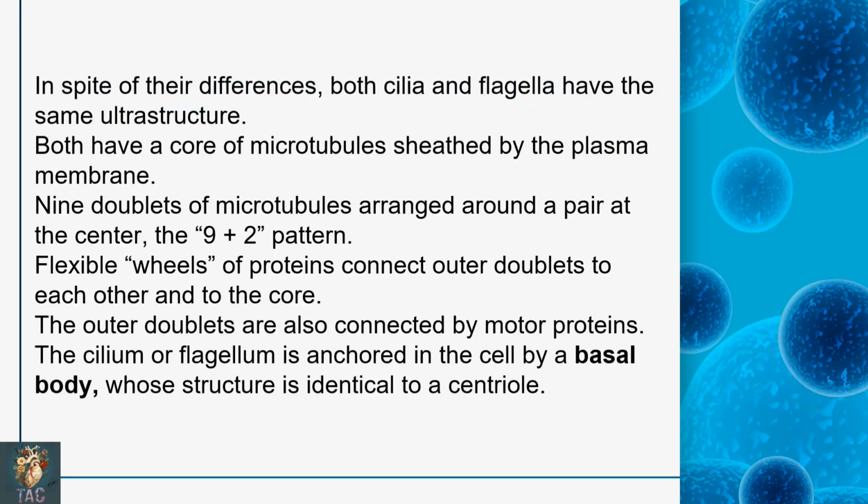In spite of their differences, both cilia and flagella have the same ultrastructure. Both have a core of microtubules sheathed by plasma membrane. 9 doublets of microtubules are arranged around a pair at the center, the 9+2 pattern. The flexible links of protein connect outer doublets to each other and to the core. The outer doublets are also connected by motor proteins. The cilium or the flagellum is anchored in the cell by the basal body, whose structure is identical to the centriole, and it is also derived from the centriole.